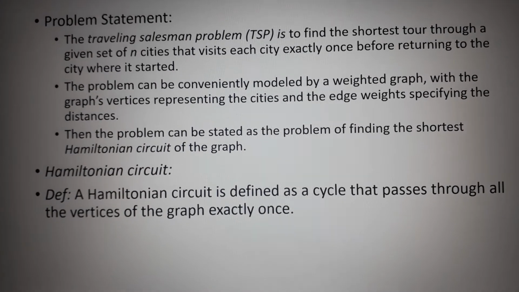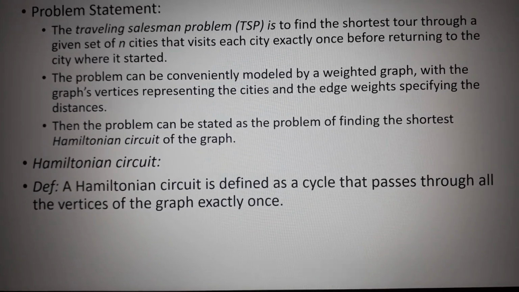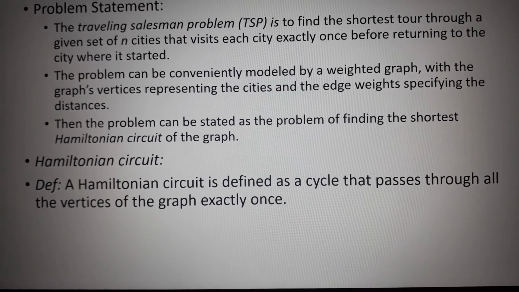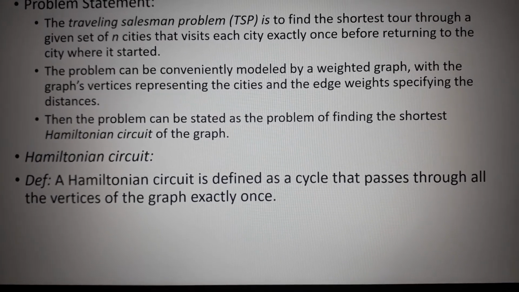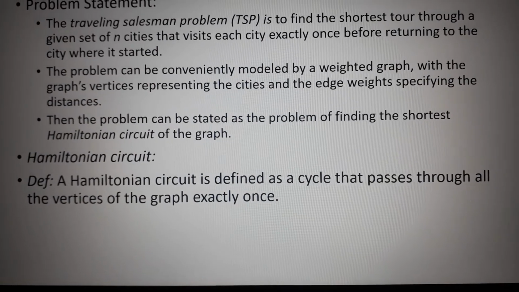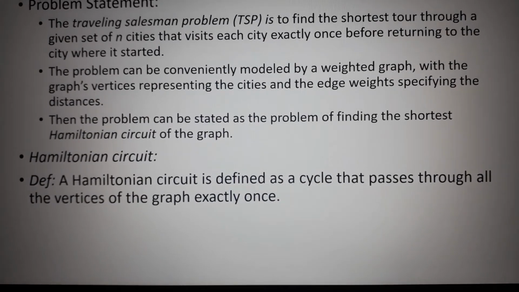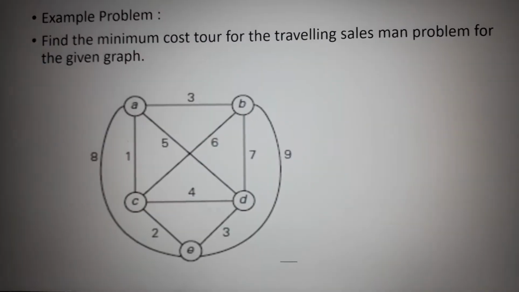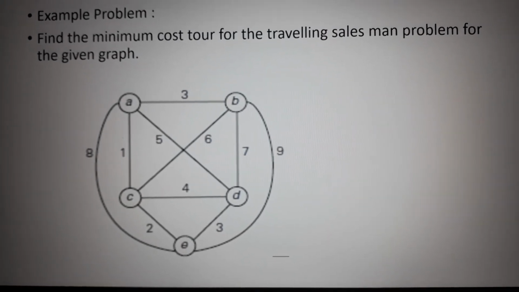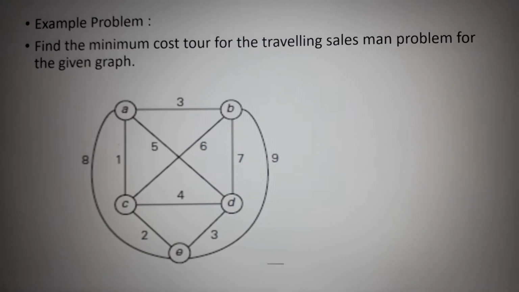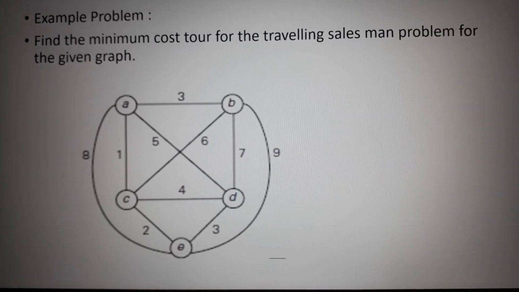What is a Hamiltonian circuit? A Hamiltonian circuit is defined as a cycle that passes through all the vertices of the graph exactly once. Now we will see one example problem. Find the minimum cost tour for the traveling salesman problem for the given graph.